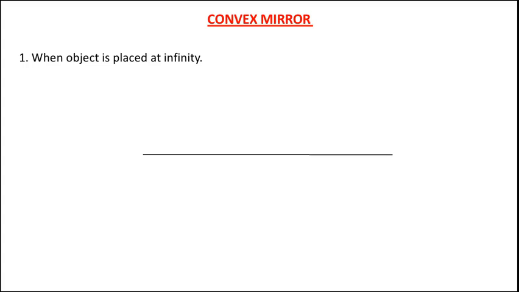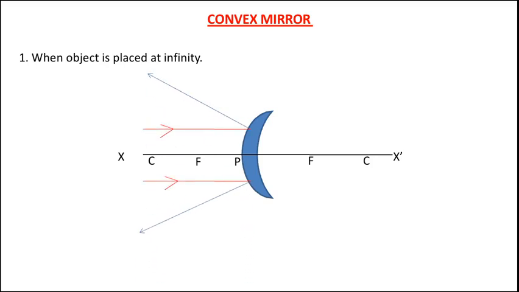Number one, when the object is placed at infinity, it is a diverging mirror. As soon as light comes parallel to the principal axis, it strikes the mirror and gets diverged. Then we have to extend that light towards the focus. Why? Because we know that parallel light always meets at the focus.